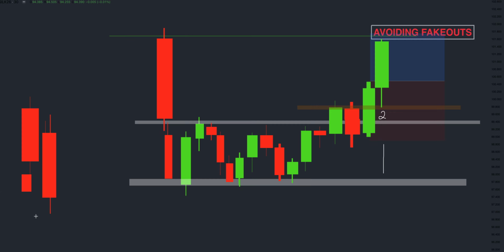So that is how to avoid fake outs. Range 2. Always wait for range 2. If you're uncertain, wait for range 2.